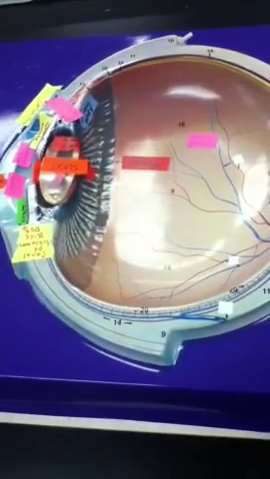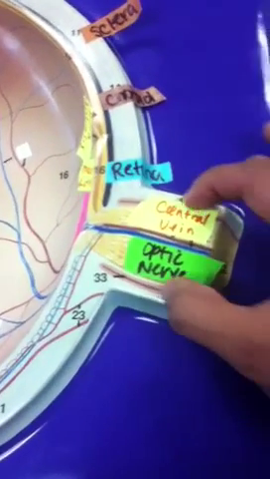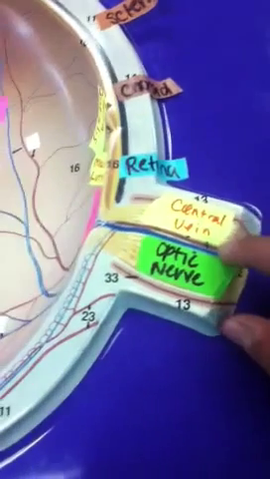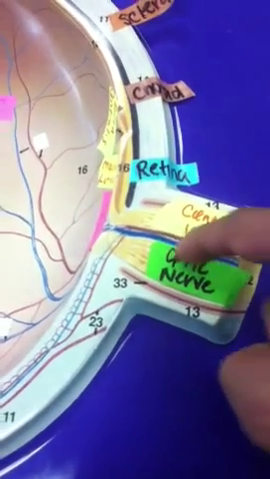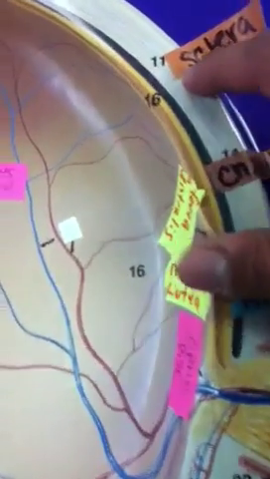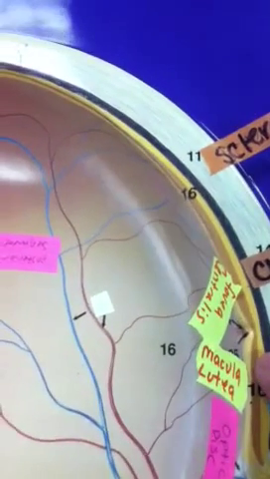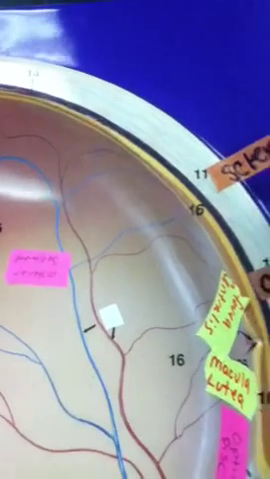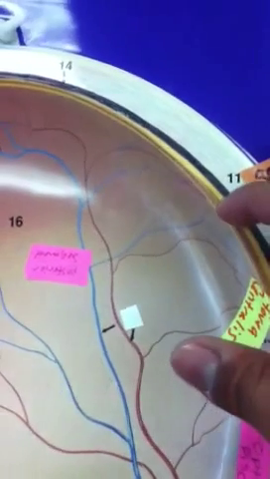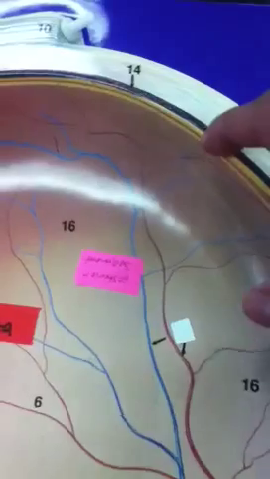On the deeper layer of the eye, near the back, we have the optic nerve, which is this whole portion right here, and the central vein, which is in the middle of the optic nerve. Starting from the outside in, you have the sclera, which is this whole white portion. The second part, the blackish part right here, is the choroid. And then the yellowish part is the retina.